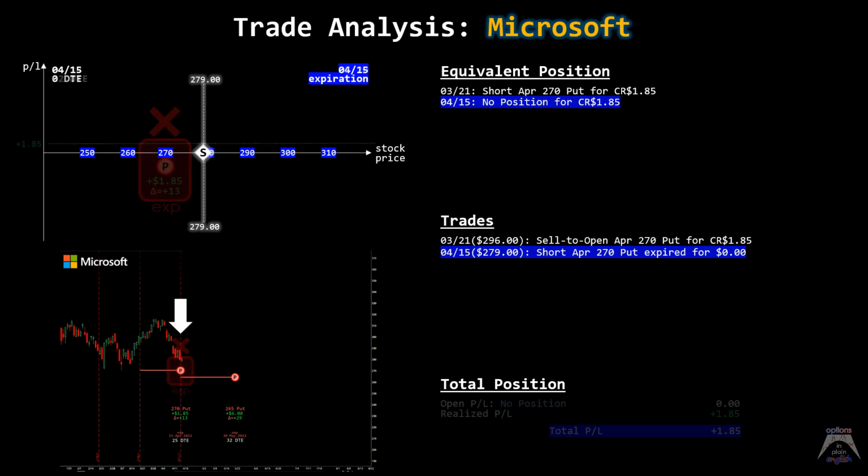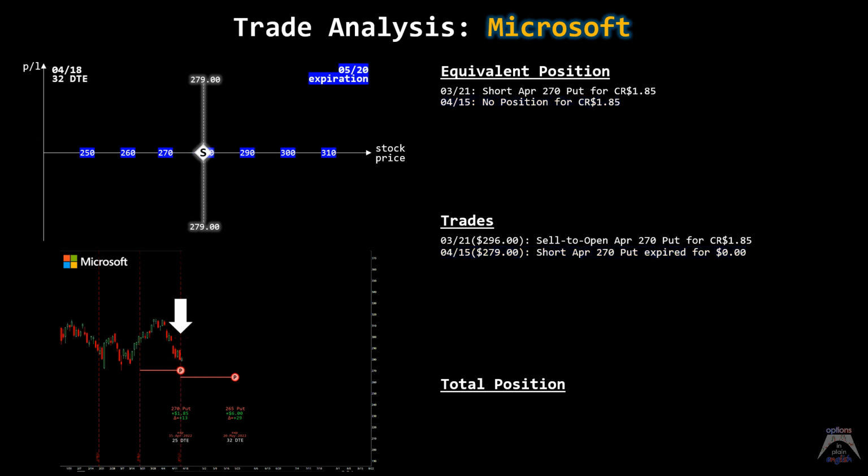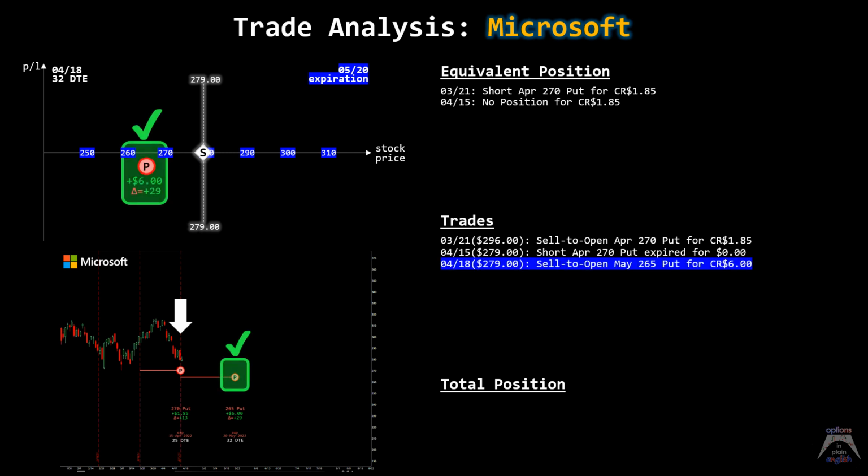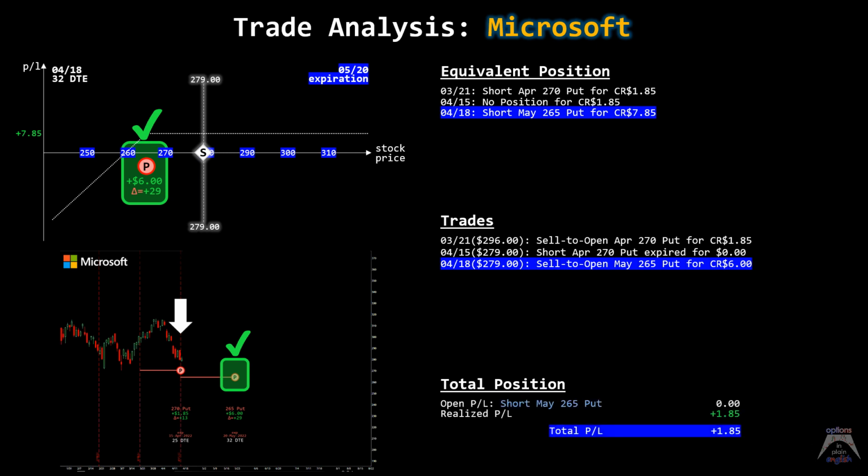On the first trading day after expiration, we decide to continue on with our wheel trade, by re-establishing our short put, now selling to open the May 265 put, for a credit of $6. This leaves us with an equivalent position of being short the May 265 put, for a total cumulative credit of $785. Our total position at this point, is an open profit and loss of 0, using the mark-to-market value of our short May 265 put, and a realized profit of $185, because of the short put that already expired worthless.